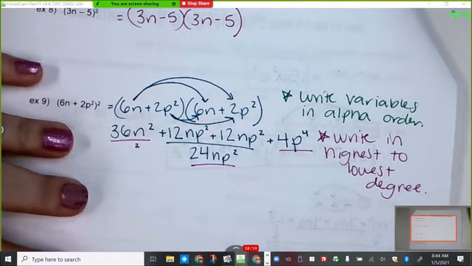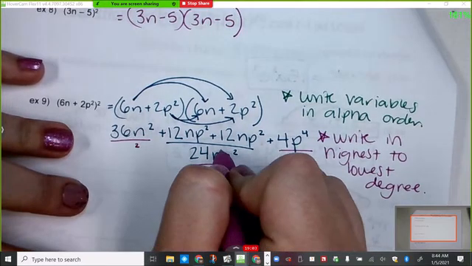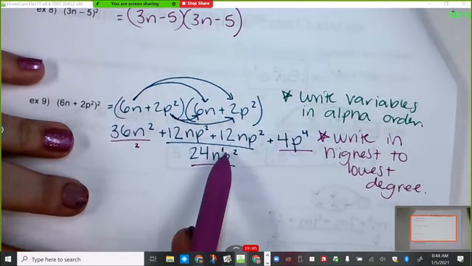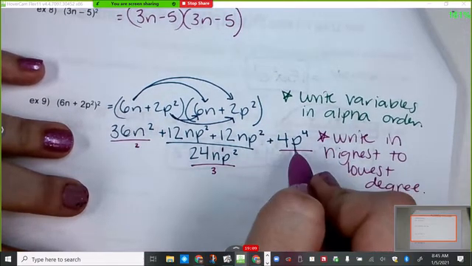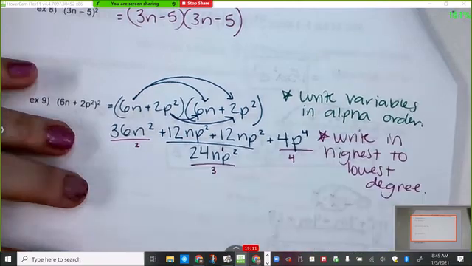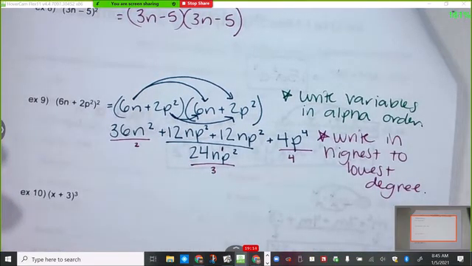Who remembers? Don't you add the 2 exponents? If there's no exponent, it's 1. What's 1 plus 2? So that's a degree of 3. What's the degree here? 4. So what's the highest degree? 4. So we're going to write that first.